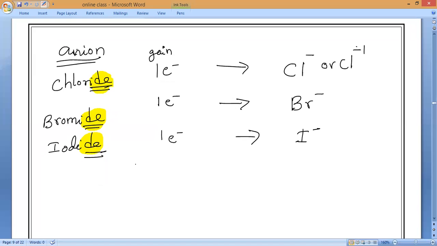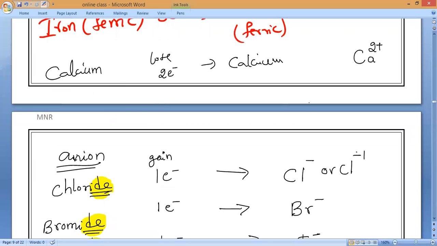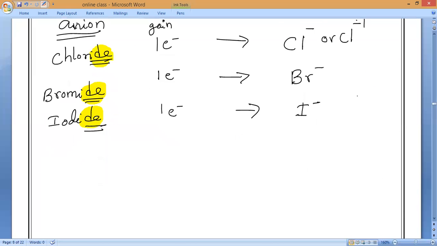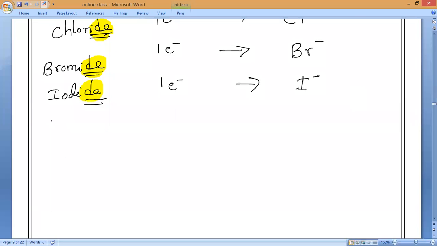Now, let me take nitrite. We are having the second suffix. What is the second suffix we have here? ITE. So now some polyatomic ions also will come. I will teach you in later classes how they form. Now I will say nitrite. So what is the suffix here? Everyone should tell me. ITE, nitrite. Yes, the suffix is ITE.